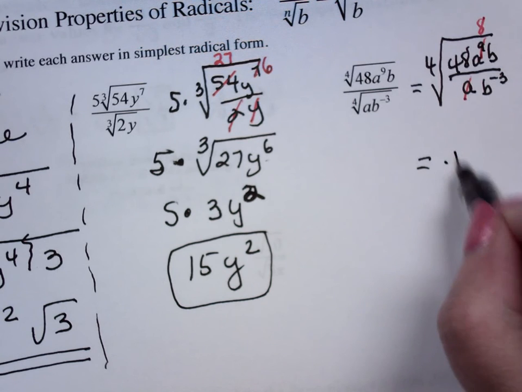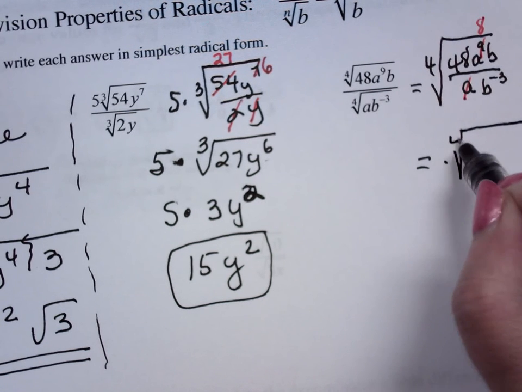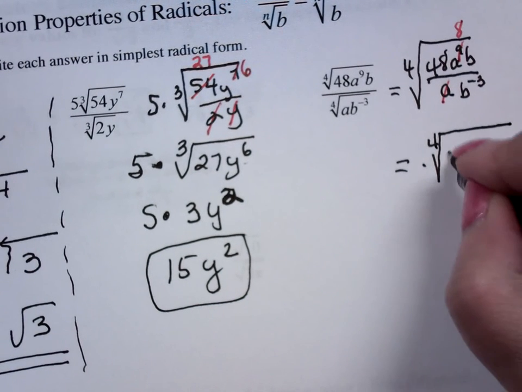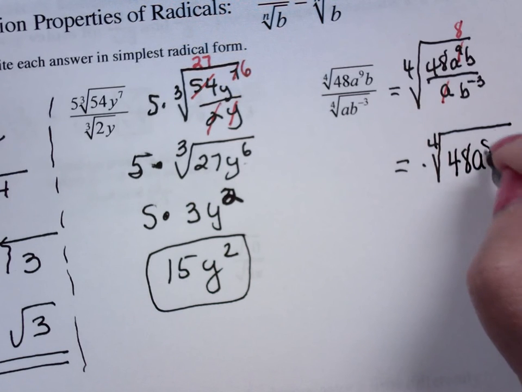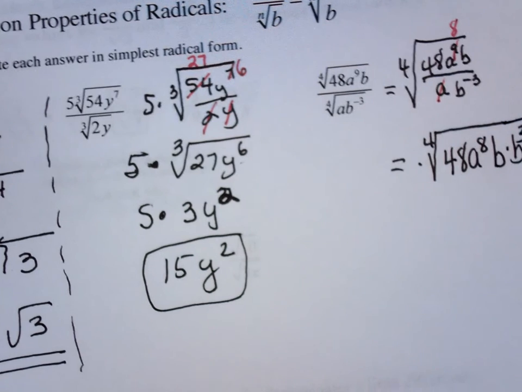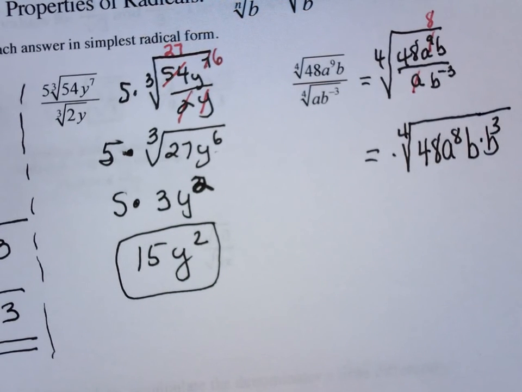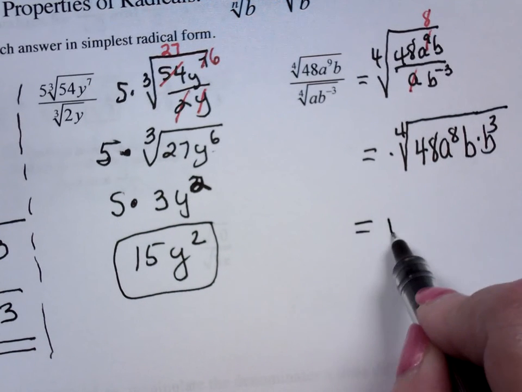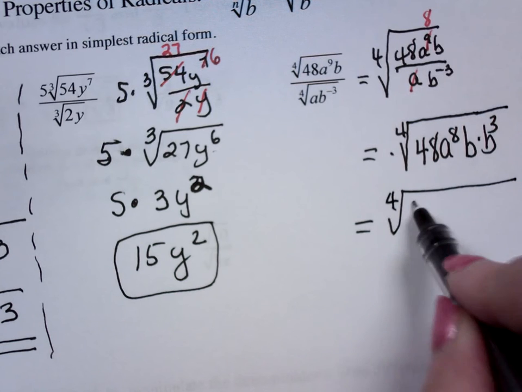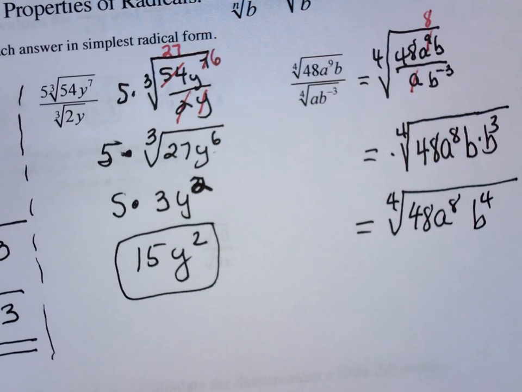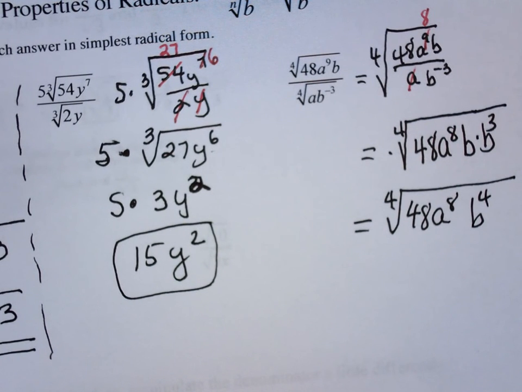And so this then becomes the 4th root of 48 a to the 8th, b times b cubed, because I can take that b to the negative 3 and move it up. It's going to become a b to the 4th, which is the 4th root of 48 a to the 8th, b to the 4th. Oh, is that not the cutest thing you ever did see? The 48, not so much.